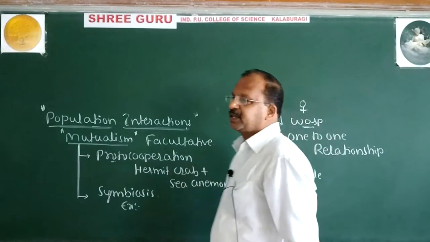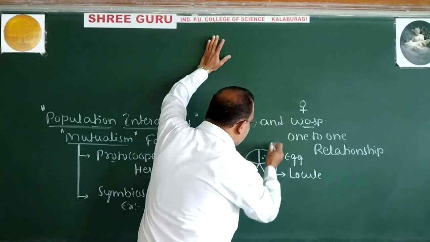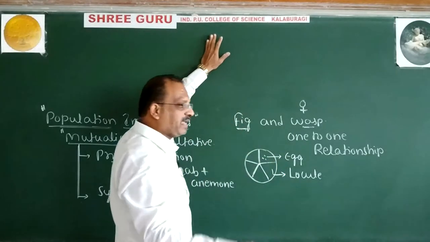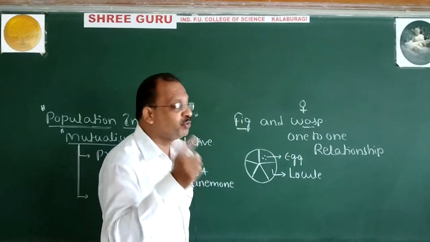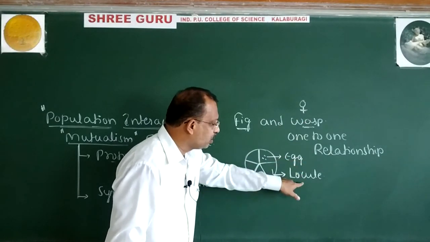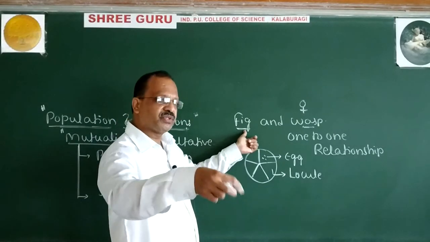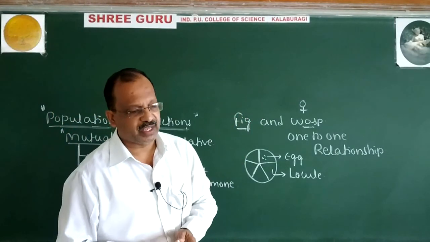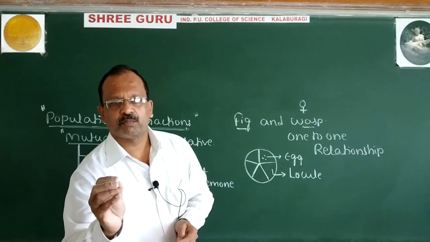Look over here. In this case, both the partners will get benefit. Wasp will lay the eggs in the locule of the fig. You know already, the cavity of the ovary containing the ovule is called locule. Female wasp will lay the eggs in the locule of fig with the help of ovipositor. While depositing eggs, pollen grains are shed on the body. When it visits another flower, no doubt it will bring cross-pollination.